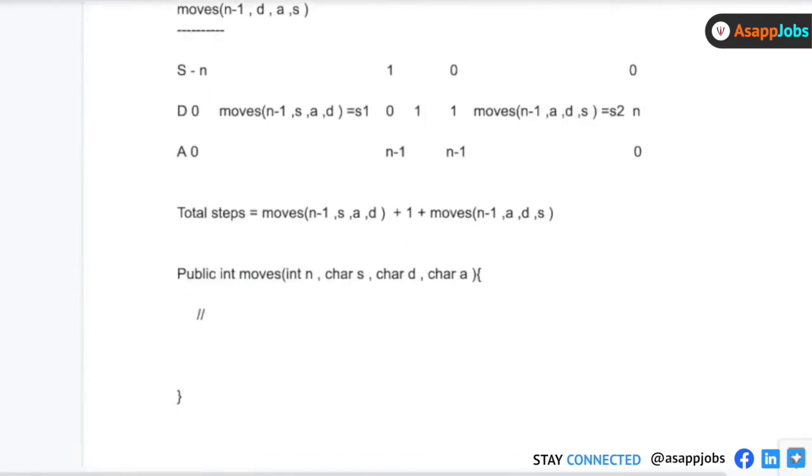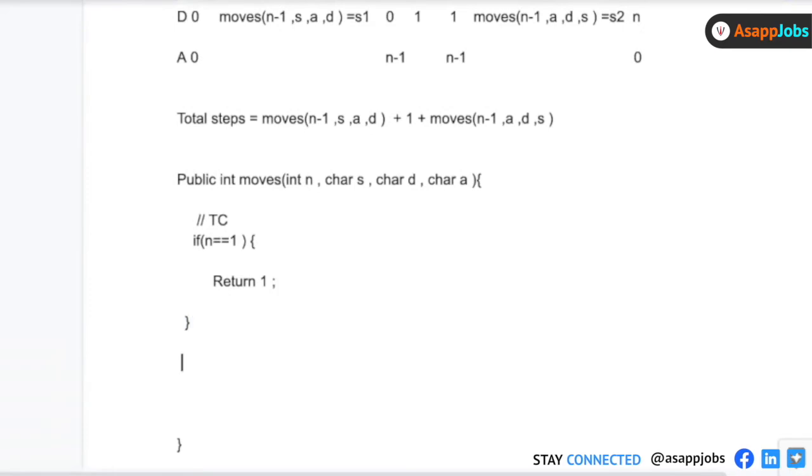So the first is the termination condition. What I do is that if n is equal to 1, it means that I have to move only 1 point. And if I have to move only 1 point from S to the D using A as auxiliary, I know it is only one step that is needed. So I simply return and the method will get executed. If I'm only left with 1 point, it can be done in one step.